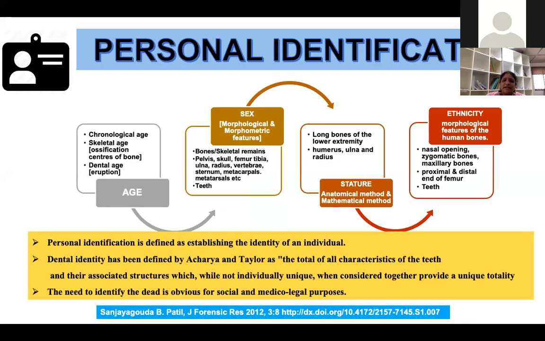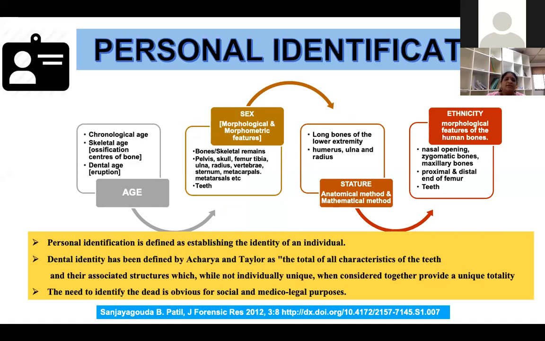So personal identification includes age, sex, stature, nature and ethnicity. As forensic odontologists, we need to be familiar with the various methods used in each of these personal identification tools.